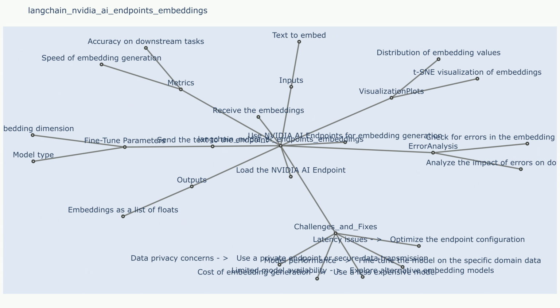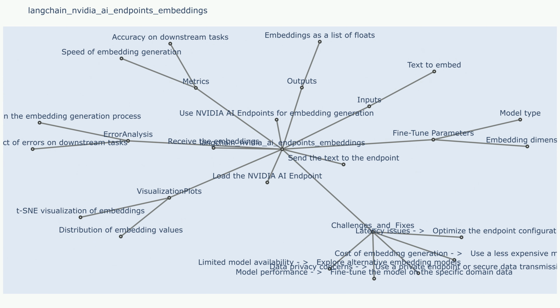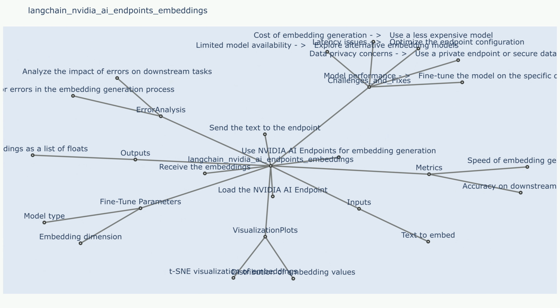Steps. Text preprocessing: the input text is first preprocessed, which might involve tasks like tokenization, lower casing, and removing stop words. Embedding generation: the preprocessed text is then passed to the selected NVIDIA AI endpoint embedding model, which generates a numerical embedding vector representing the text's meaning.